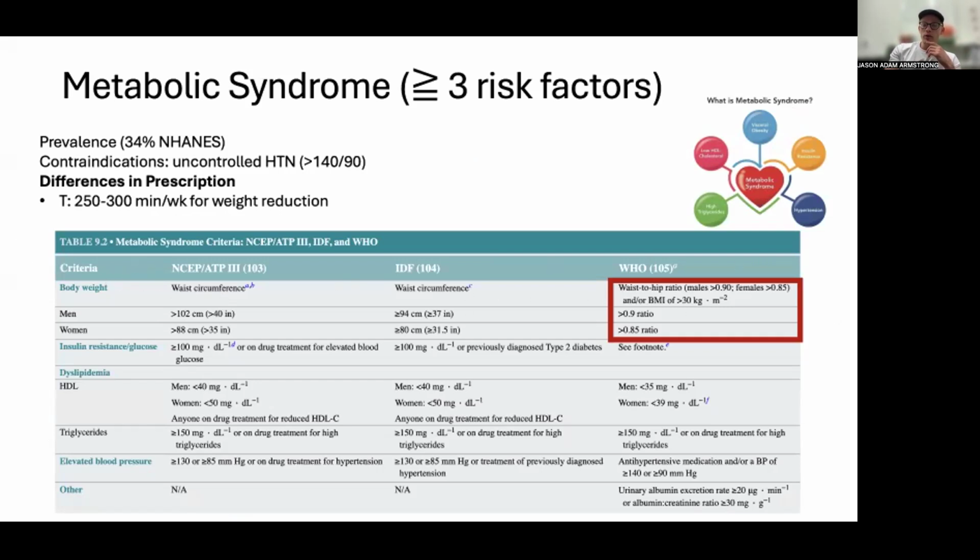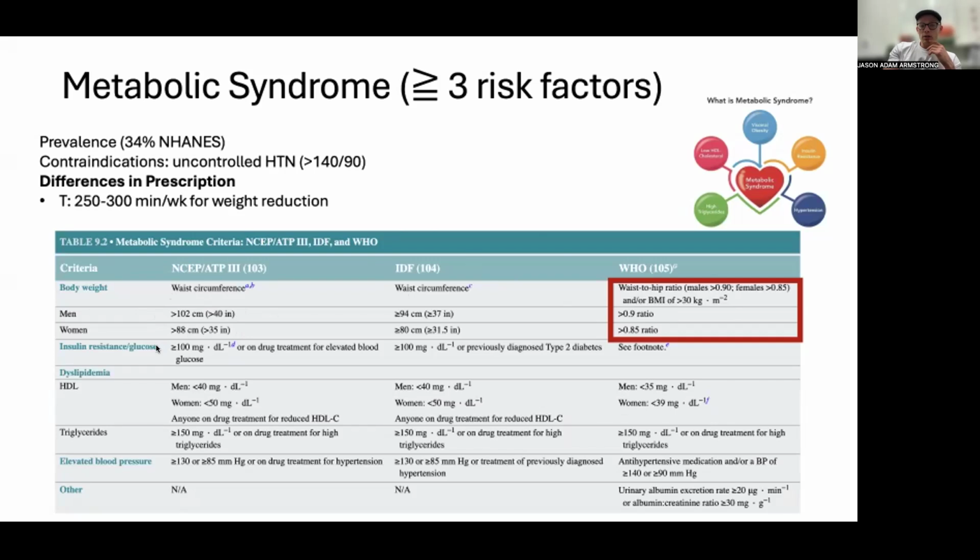Okay, so I like WHO's definition. So these are different organizations. And that's one of the issues with metabolic syndrome is that we have different organizations who categorize things differently. I prefer WHO's definition here because they use the waist to hip ratio, but you could use the IDF or NCEP as well. And you note that that's that recommendation that I expect you to know for waist circumference, so that 40 inches and 35 inches in females.